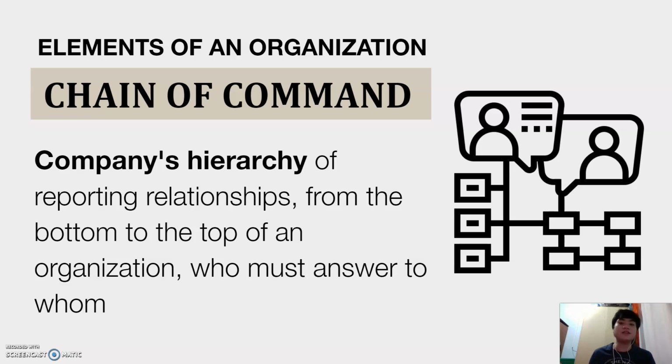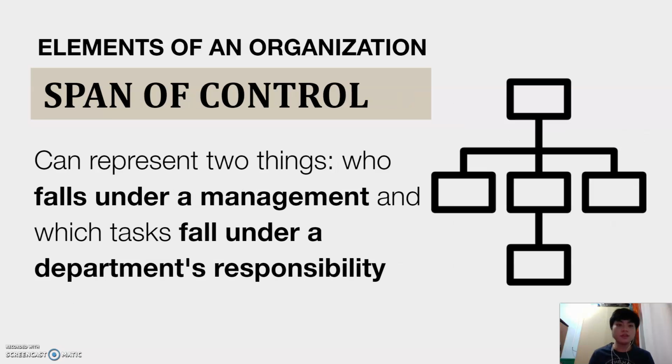The chain of command not only establishes accountability, but it also lays out a company's lines of authority and decision-making power. A proper chain of command ensures that every task, job position, and department has one person assuming responsibility for performance. Next element is called the span of control.